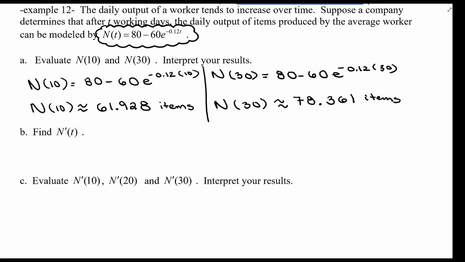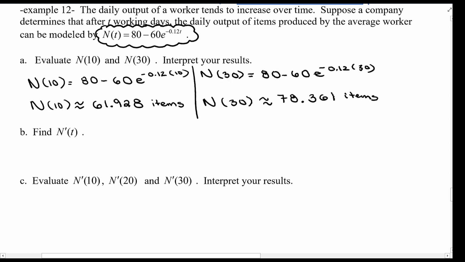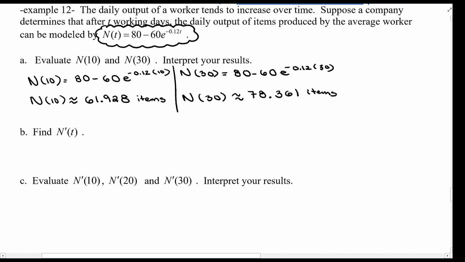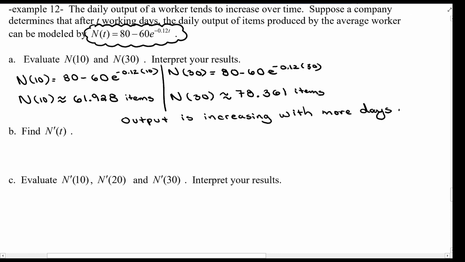Now we need to interpret our results. First, let me lasso in all the work I did for part A, and I'm going to shrink it towards the left-hand side to give me a little bit more space. And now I'm going to write down how I'm interpreting my results on the bottom here. So if we interpret our results, this means that the output is increasing with more days. So the more days go by, the more our output is going to increase.